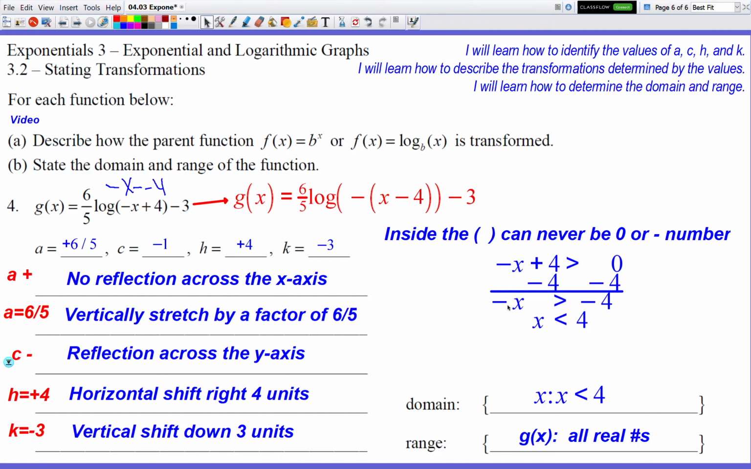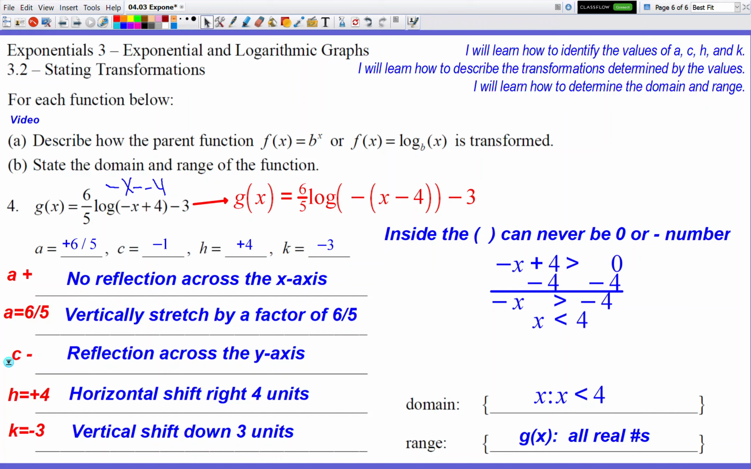Okay? So I've got to get that negative away from the x though. So I've got to divide by negative 1. When I divide by negative 1 on both sides, dividing by a negative does something to your inequality symbol. It makes it change direction. Yeah, so it was a greater than symbol earlier, but because I've got to divide both sides by a negative, it turns into less than. So x is less than 4. So there's your domain. {x : x < 4}.